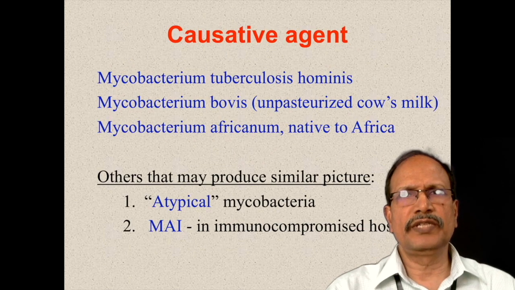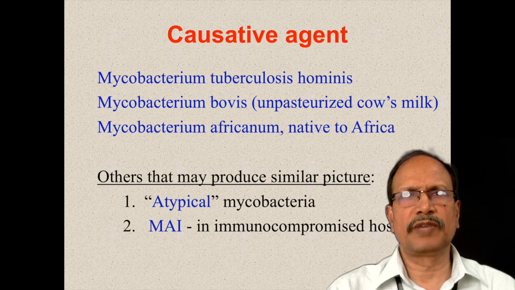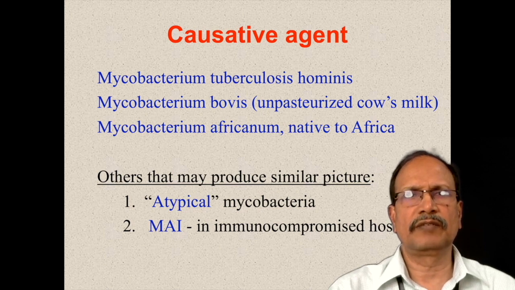The causative agents of tuberculosis are Mycobacterium tuberculosis hominis; Mycobacterium bovis, for which unpasteurized cow's milk is a source; and Mycobacterium africanum, which is mainly seen in natives of Africa. Others that may produce a similar picture are atypical Mycobacteria and MAI complex. Most commonly it is seen in immunocompromised individuals.